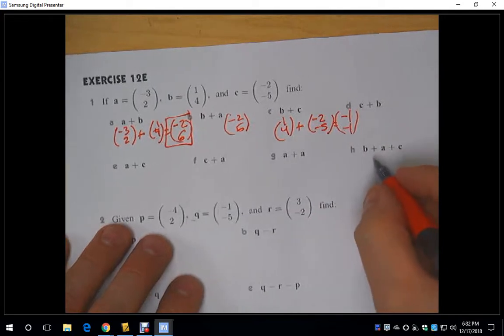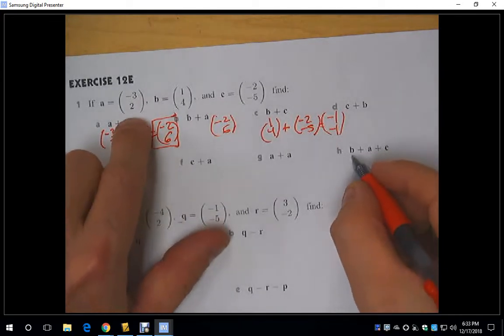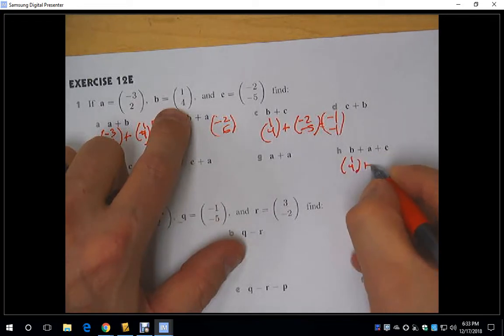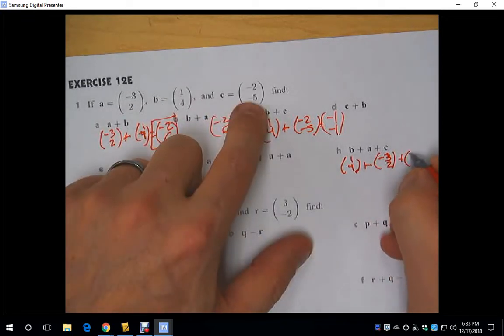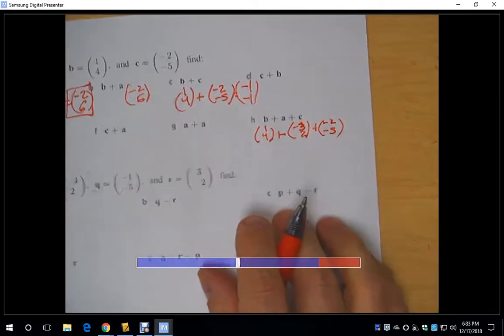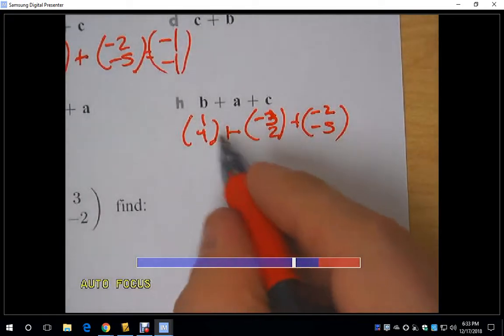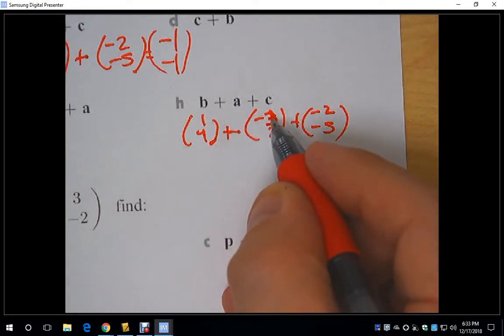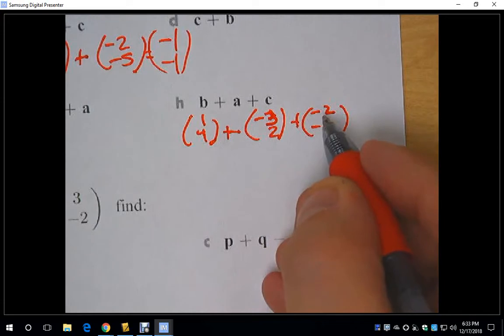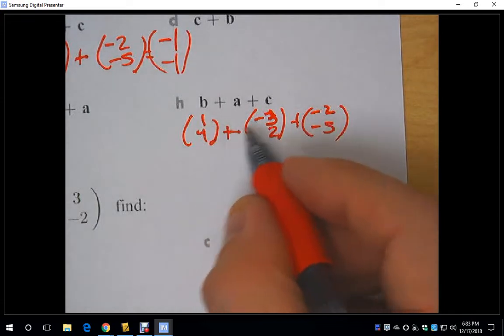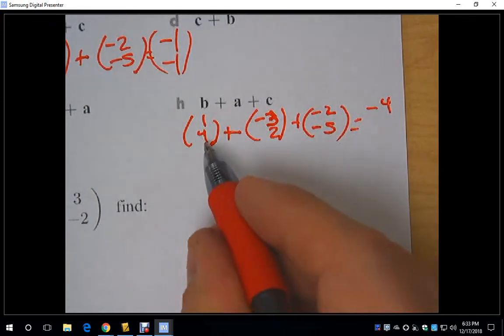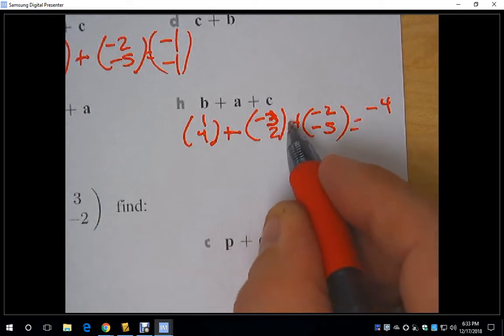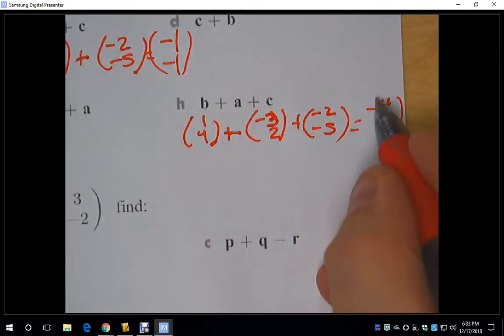Just jumping around, let's do the last one here. It's h. So we're taking b, which is (1, 4), plus a, which is (-3, 2). And then I'm going to add that to c, which is (-2, -5). Now we're just going to add the components. 1 plus -3 gives me -2, plus -2 gives me -4. And then I have 4 plus 2, that gives me 6, and 6 plus -5 gives me 1. So here is my new vector.